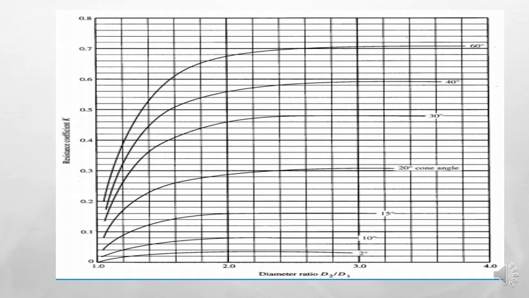So this is the graph that we can use to determine the K which occurs in the gradual enlargement. For example, we need to know the ratio D2 divided by D1, and also the cone angle here. For example, we have 60 degree up to 2 degree. So with these two values, you can get your K here.